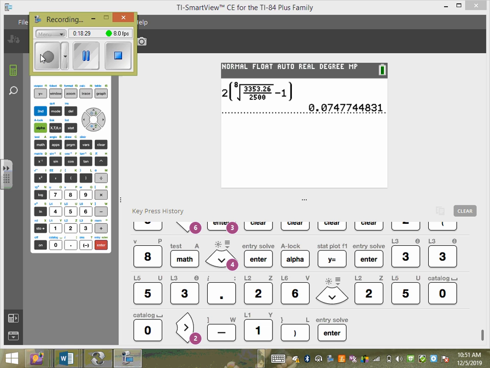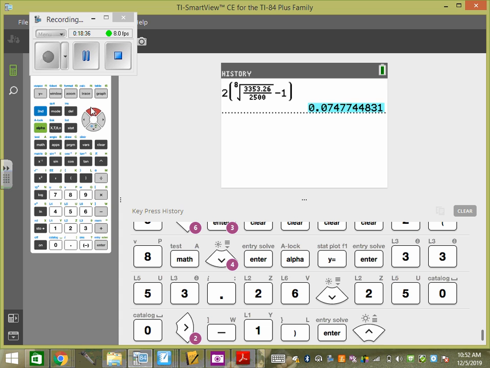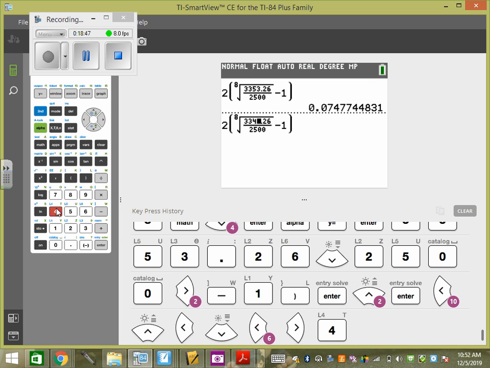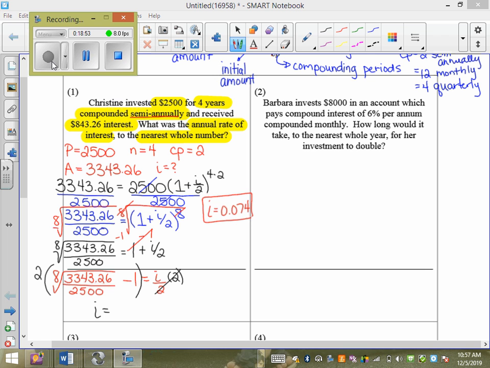So if you're someone who typed it wrong, say you put in 3353 and you meant 3343, you don't have to retype the whole thing. Just go up here and steal it. There you go. Now it actually matches. And the answer to this should have been 7%, to the nearest whole number. All right.